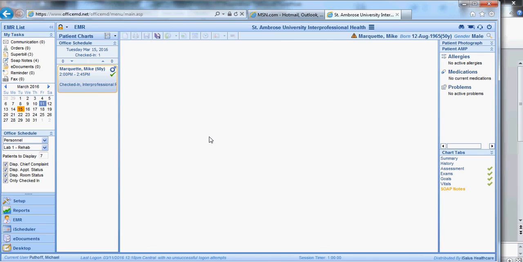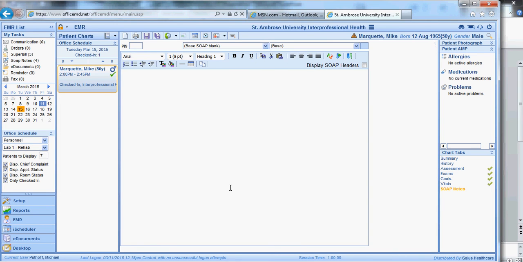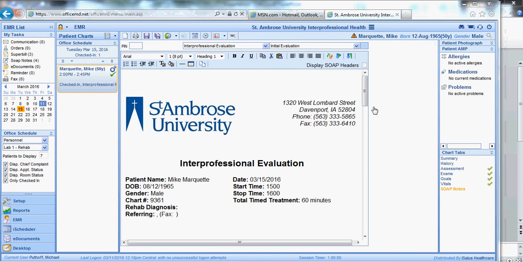Now let's go to our SOAP note. So this is what's going to end up printing out and being our documentation. What you do, you see the note comes in here, you have to use this drop down menu and pick interprofessional evaluation, because that's what we did in evaluation. And what it does, it pulls everything in and it builds the note for us. So now we see it says St. Ambrose has our contact information.